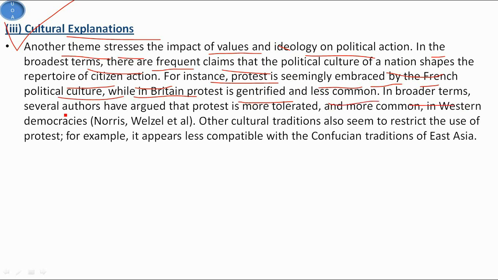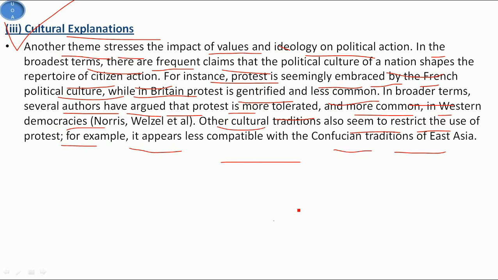In broader terms, several authors have argued that protest is more tolerated and more common in Western democracies, and other cultural traditions also seem to restrict the use of protest. For example, it appears less compatible with the Confucian tradition of East Asia.